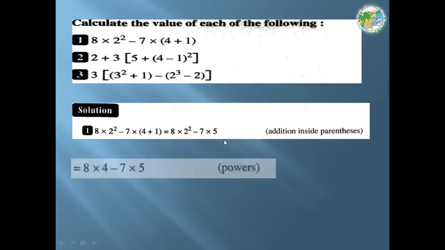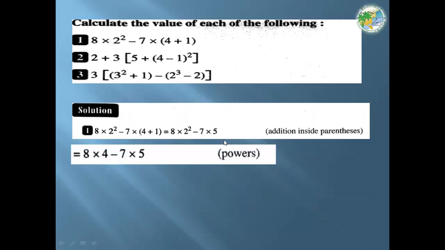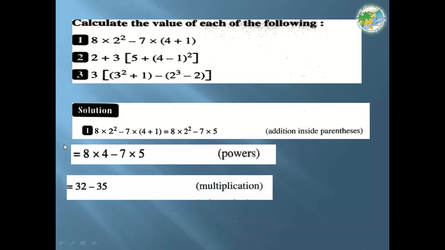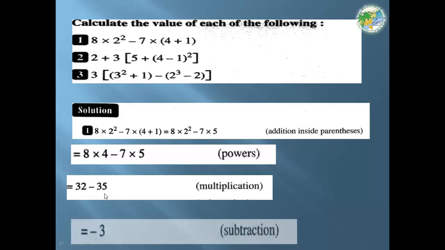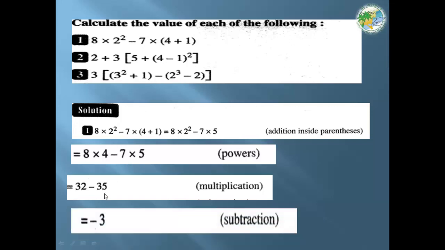Number 2, power. Okay, 8 times, where is the power for this question? Number 2 power 2. Fine. Then 2 power 2 equals 4, minus 7 times 5. Okay, next, from left to right, solve the multiplication operation. 8 times 4 is 32, minus 35, then the final answer equals negative 3.